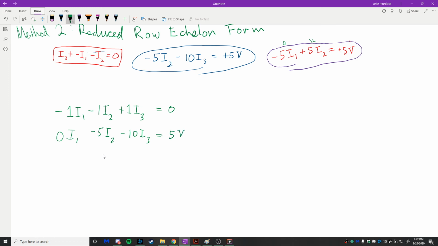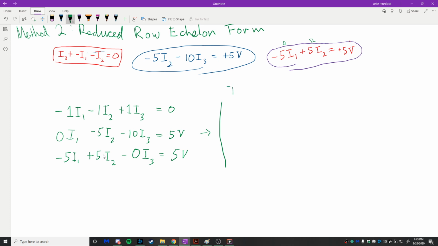The last equation here is negative 5 I1 plus 5 I2 and then 0 I3, right? There's no I3. And that one's also equal to 5 volts. Now, if any of you guys have a TI-82 Plus, I think it'll do this. So if you want to take that out right now, if you still have it, we're going to convert this into a matrix.